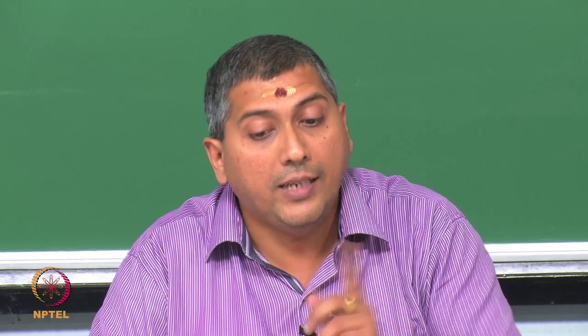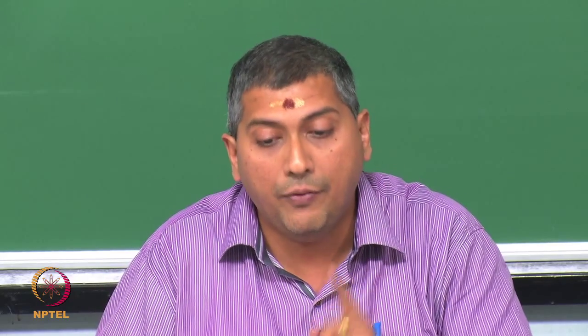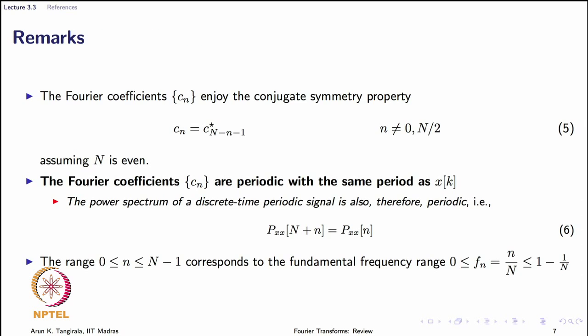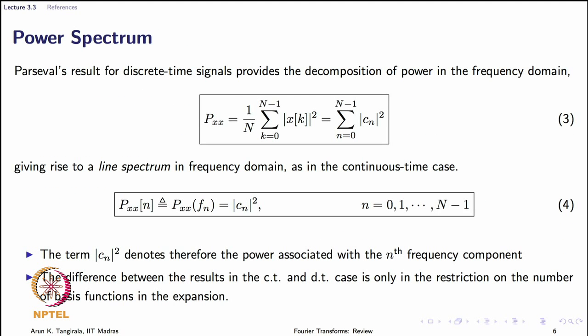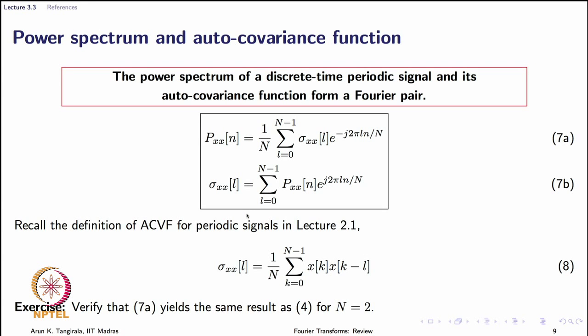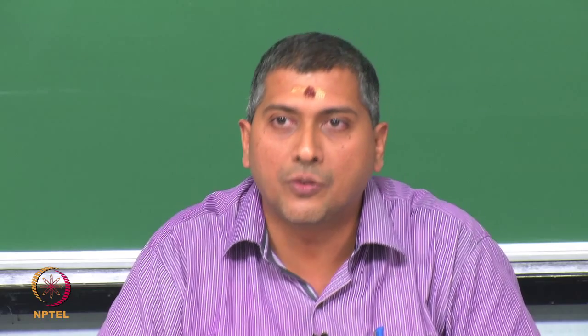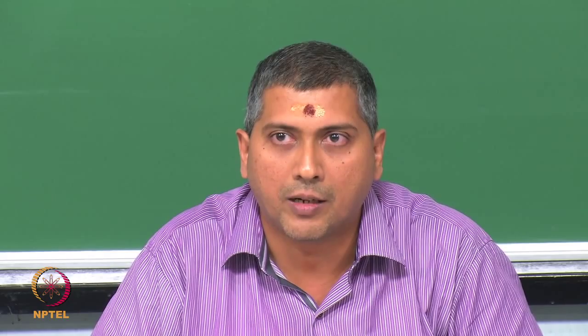Remember, when I take the Fourier transform of the signal, I have to evaluate the squared magnitude. In this case, it is a periodic signal, so I am going to compute the Fourier coefficient. After computing the Fourier coefficient, I have to take the squared magnitude. In this case, I compute the autocovariance function, and the moment I take the Fourier transform of the autocovariance function, I get the power spectrum.